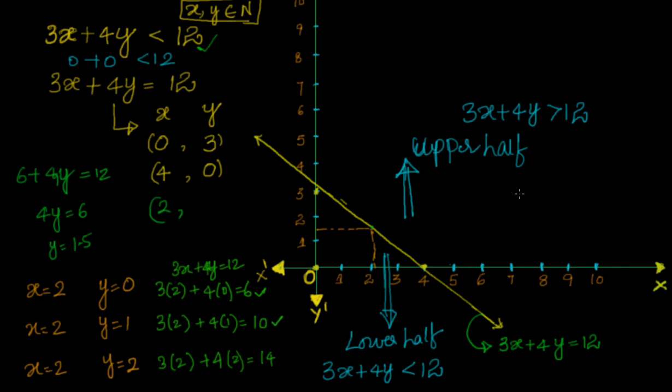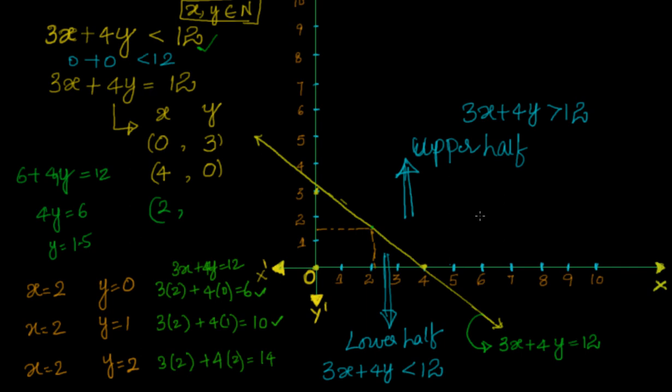To solve the linear inequality, the first step, we will draw the linear equation in two variables, represented graphically as a straight line. We will draw the straight line, then after that we will substitute the value 0, 0, and if this value satisfies the linear inequality, then we will say that that half is the solution region, otherwise the opposite half is the solution region. So in the next session we will solve some problems applying this particular concept, how to find out the graphic solution of a linear inequality in two variables.